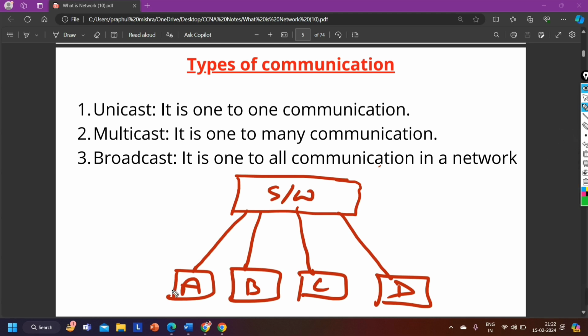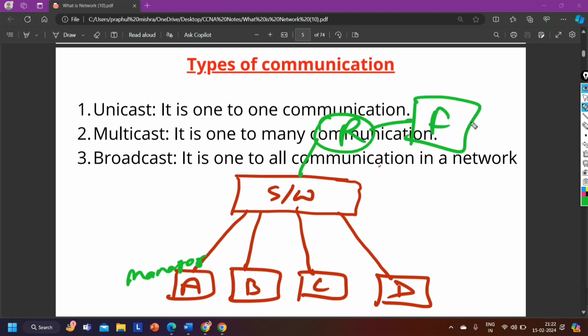Fine. See, if person A wants to communicate with person D only, right? Let's say this is the manager of the company. This is a network of a company. This switch is connected with one router, and the router is connected with one firewall, and the firewall is connected with the ISP. This is the basic structure of a network, right?